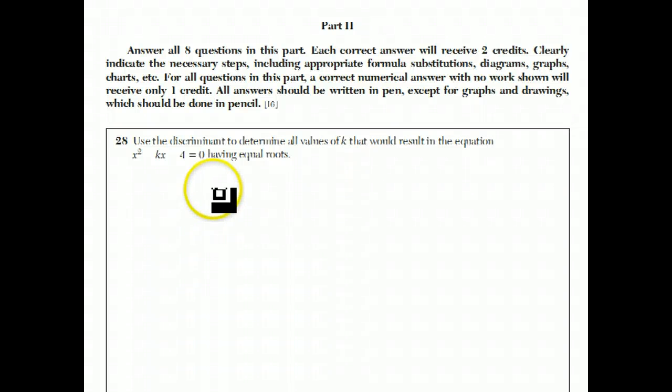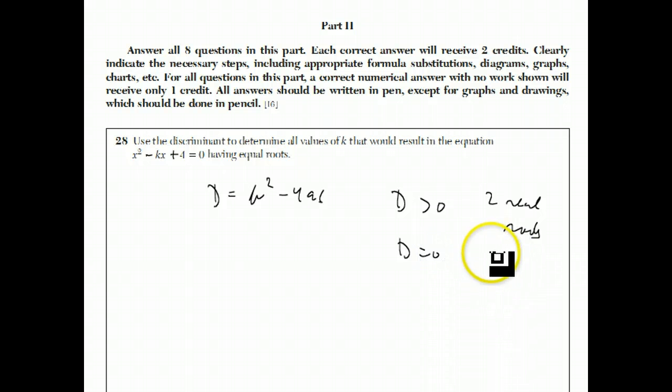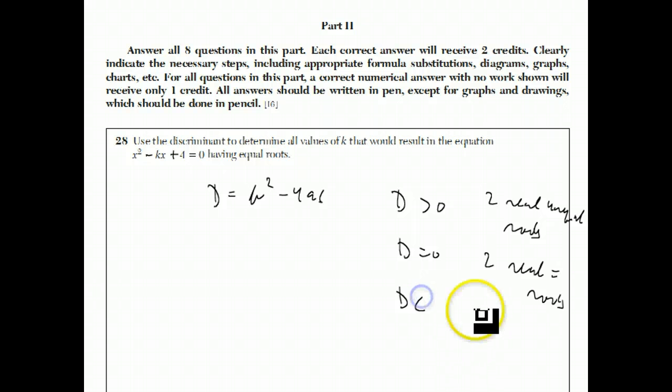The discriminant is what you get when you do b squared minus 4ac if you have a quadratic equation. If the discriminant is greater than 0, there are 2 real, unequal roots. If it's equal to 0, it's 2 real equal roots. And if it's negative, it's no real roots, 2 imaginary roots.